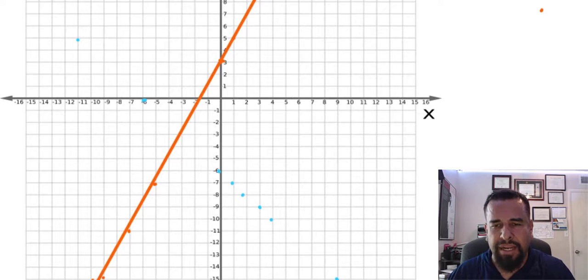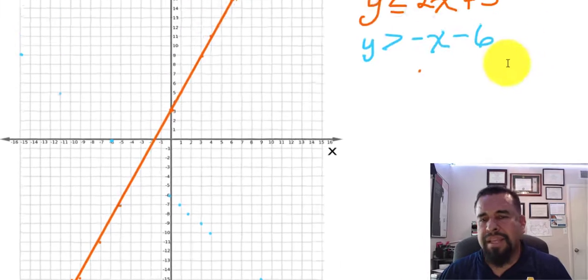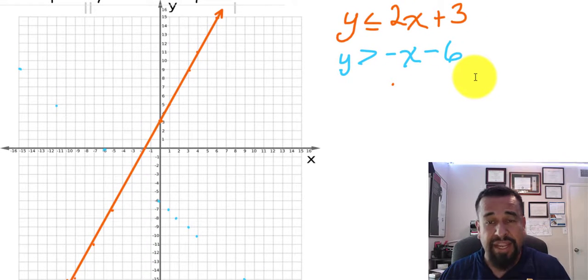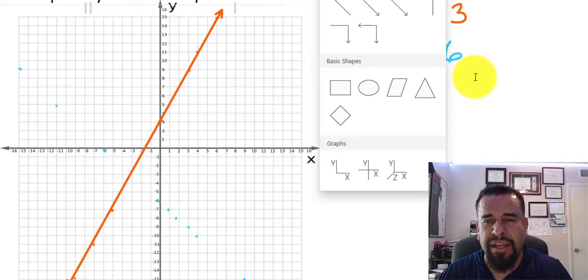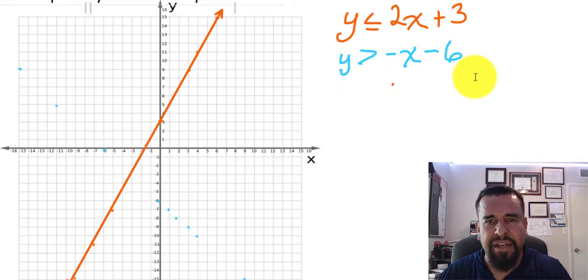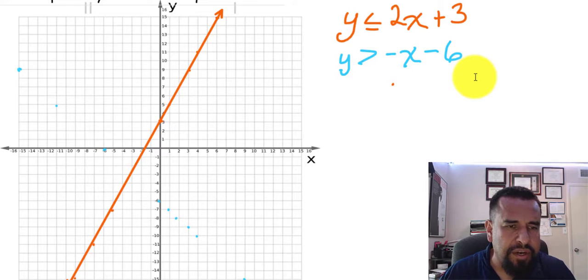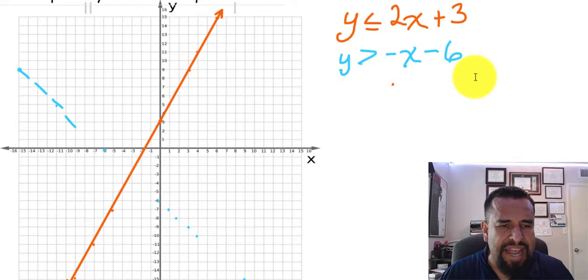But before I draw my line, look at the symbol. This symbol does not have an equal to sign. It's just a greater than sign. So this actually has to be a dotted line. And as you can see, I don't have a dotted line here. So I'm just going to sketch one here. Okay. A dashed line. Did I say dotted? My bad. I meant dashed.